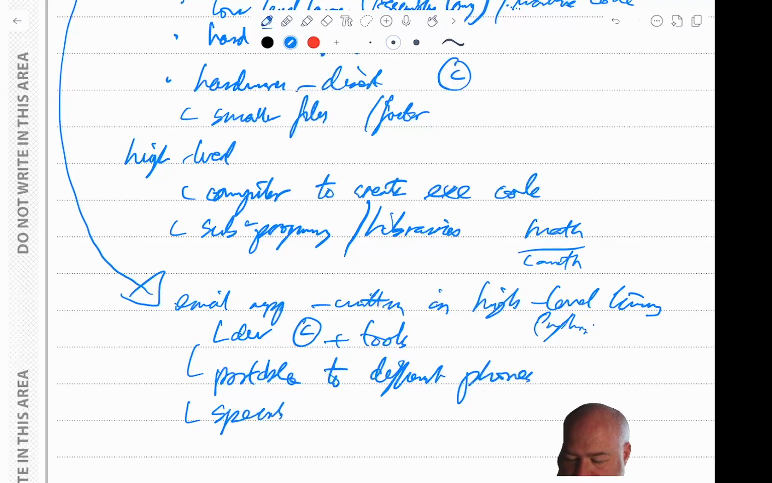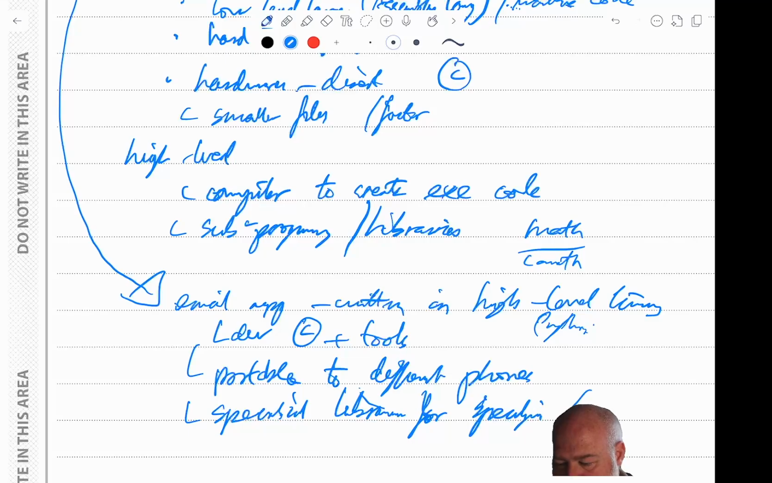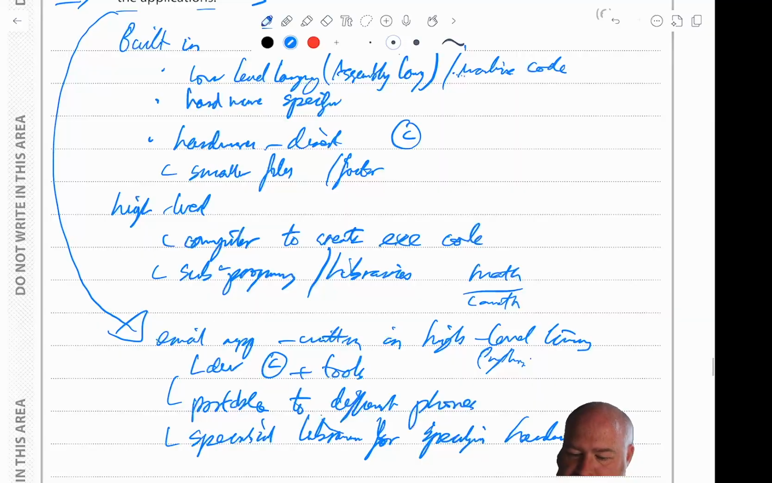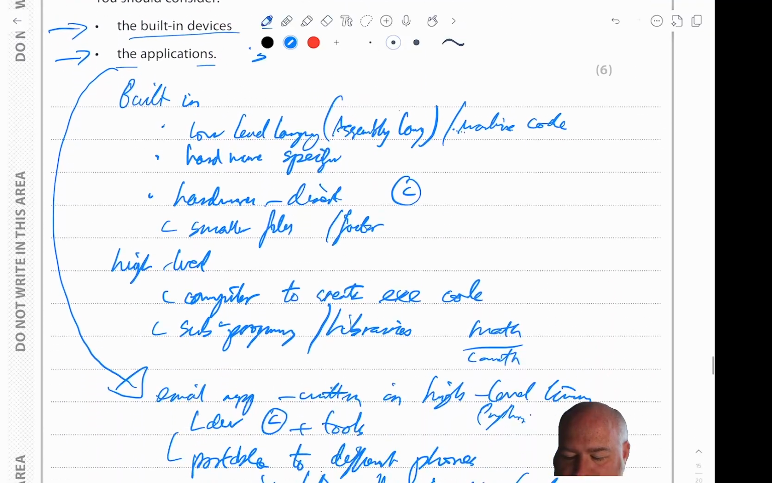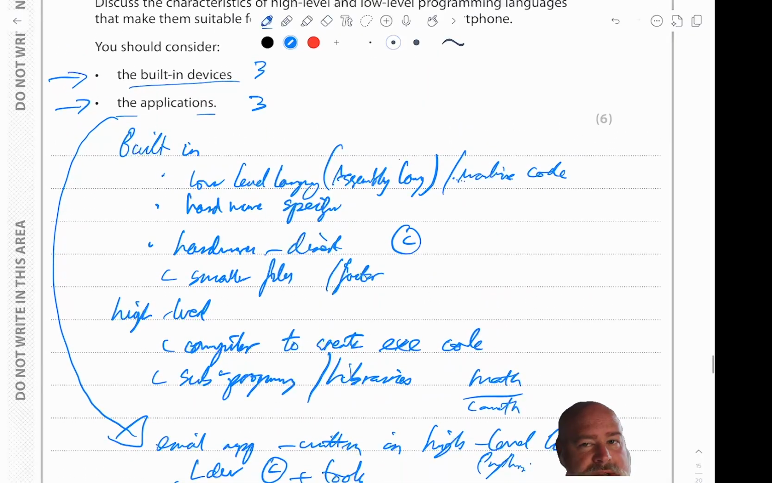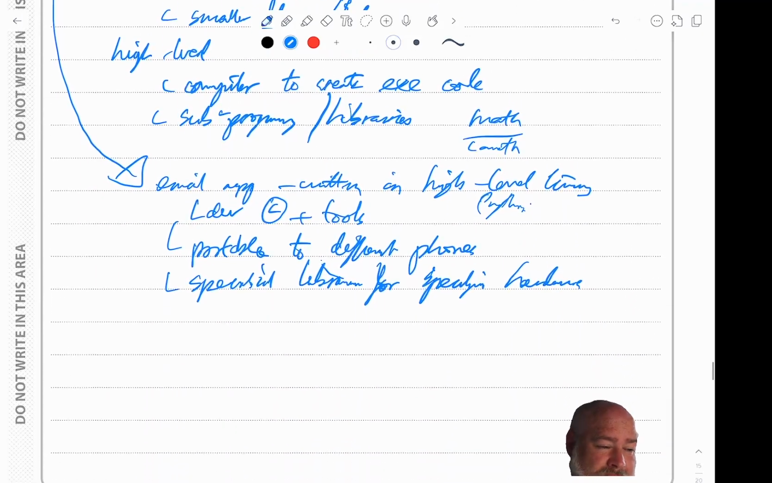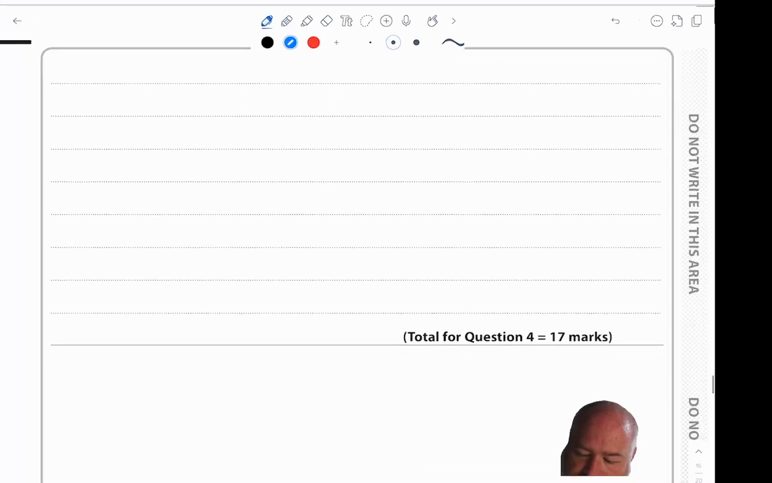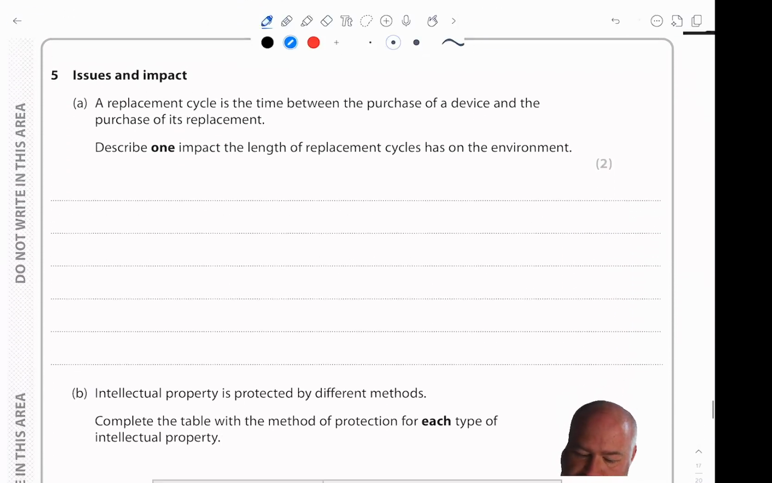Specialized libraries for specific hardware. So I think the crux of that is low-level languages might be good to speak to specific components. They're faster, with smaller file sizes. They're typically used in embedded systems for that reason. So there should be enough there to get your 6 marks.